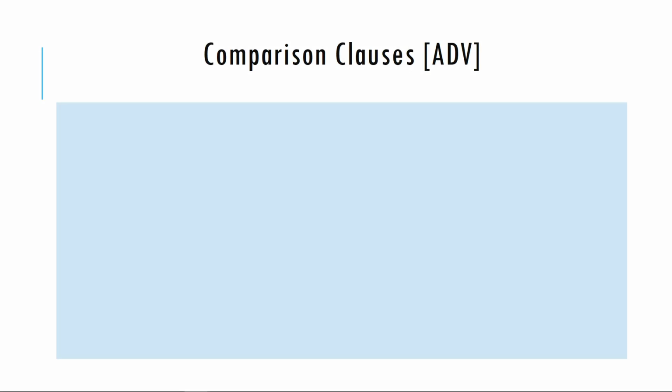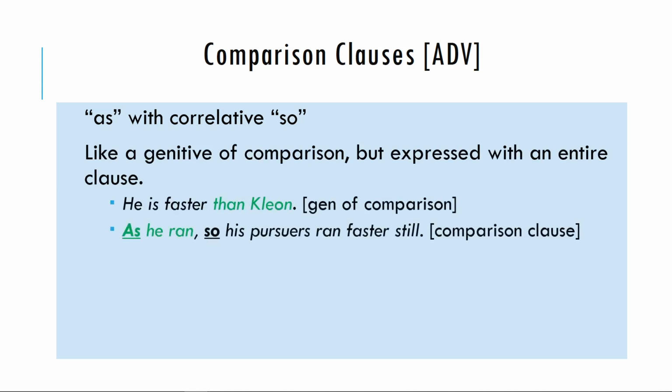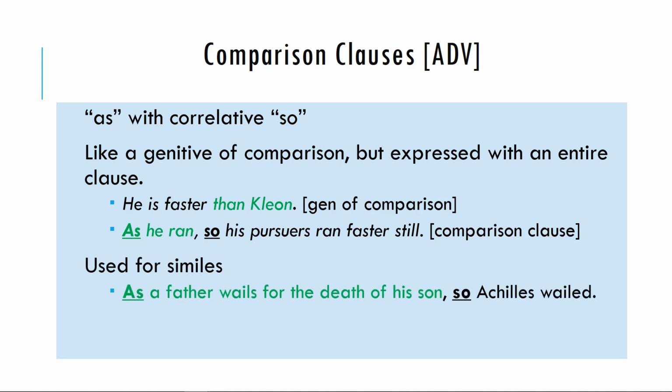Comparison clauses, we've already seen these in a way. I've snuck them in on you in a way. But remember, there's a lot of ways to do comparison. He was so tall as someone else. It's like a genitive of comparison, but it's using an entire clause rather than just one word. So he is faster than Cleon, you could express with the genitive of comparison. But as he ran, so his pursuers ran faster still is a whole clause used for similes quite often. A lot of times the verb is the same as in the main clause and it gets elided, so you have to supply it.